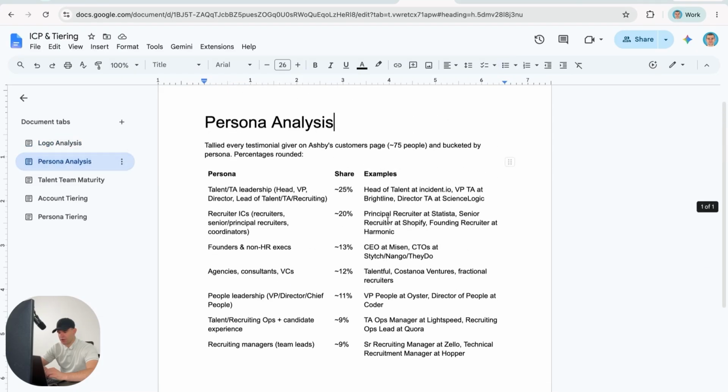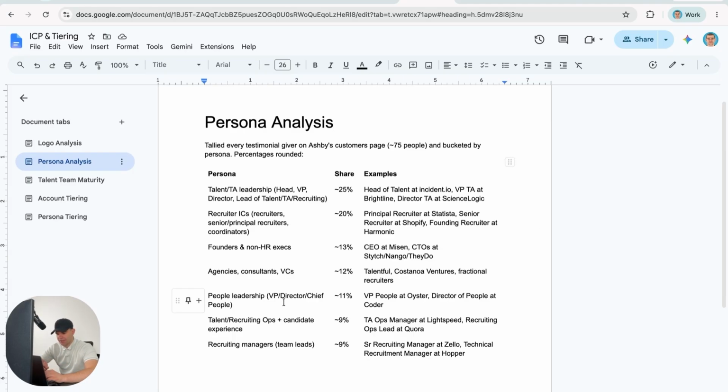Okay, so what have we done then? Well, we've actually done a persona analysis. So we've taken all of the personas that we could find that are customers and broken down what their titles are, so we can figure out who we should be targeting. Because yeah, it's talent software, we can just say, let's target head of talent. But actually, who are the customers? That's the biggest sign.